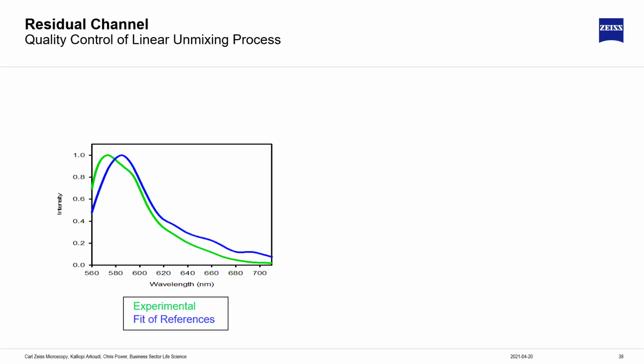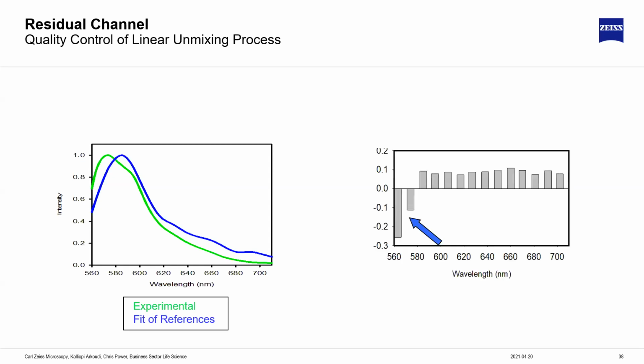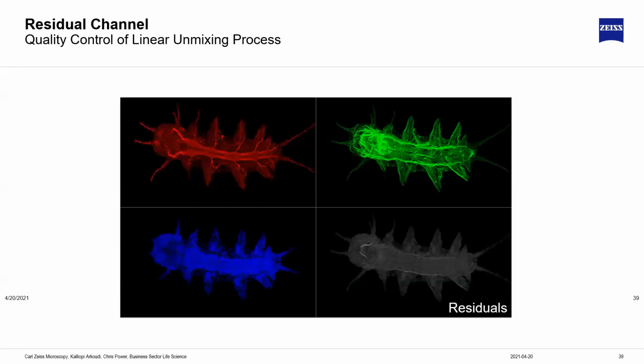So the residual channel is not exactly what one would think as the leftovers. The residual channel is the difference between how your references, so your reference spectra, fit theoretically versus how they actually fit in your experiment. So it's a difference between the experimental and the realistic fit of your references. What does that practically mean? Let's look at an image, we'll make it a lot more clear.